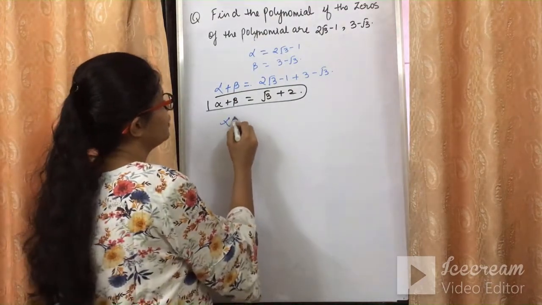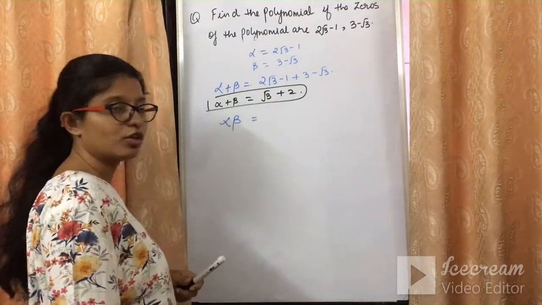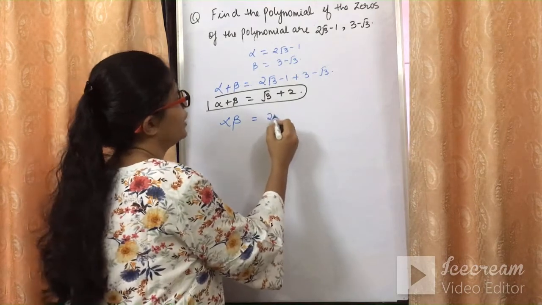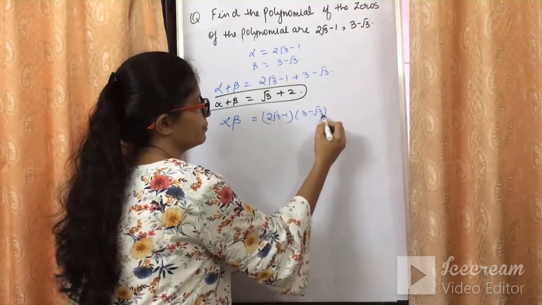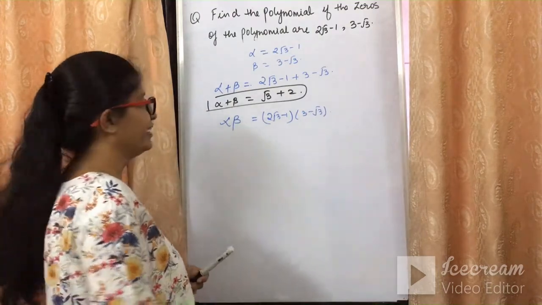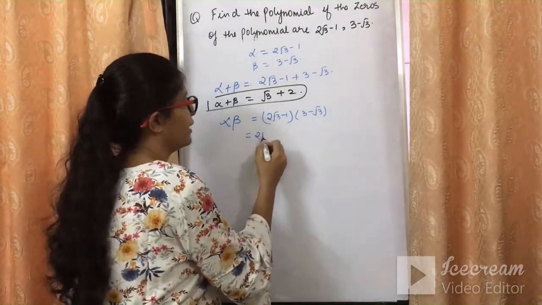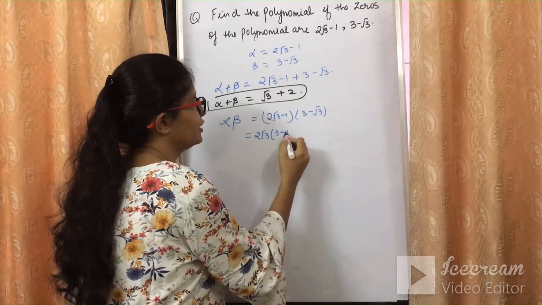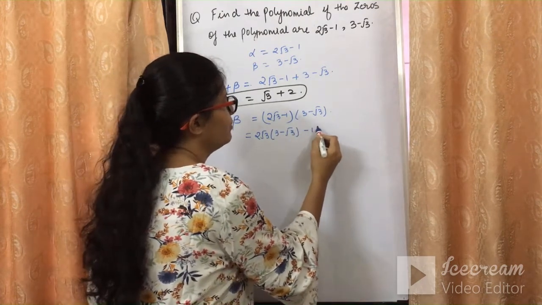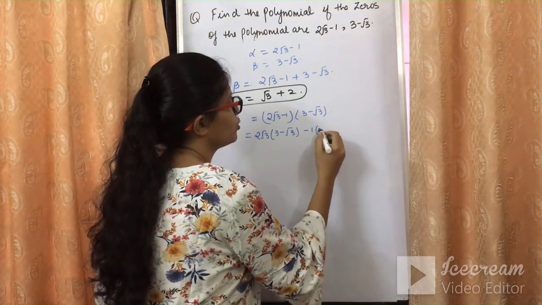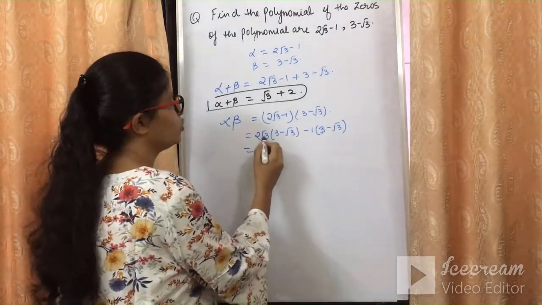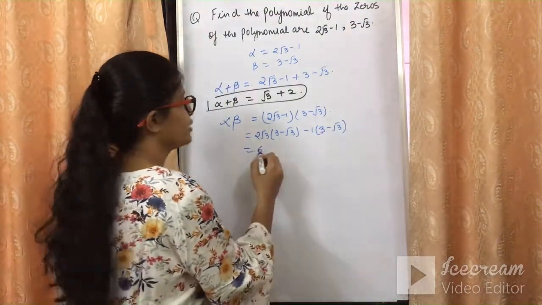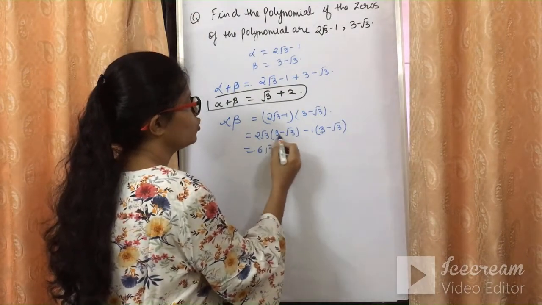In the similar fashion, we can take out the product of the zeros of the polynomial. So what will be the product? (2 root 3 minus 1) into (3 minus root 3). यहाँ पे कोई आइडेंटिटी नहीं लग रही है, so करना पड़ेगा: 2 root 3 multiplied by (3 minus root 3) minus 1 multiplied by (3 minus root 3). So let's open the bracket. 2 root 3 into 3 will give you 6 root 3, minus 2 root 3 into root 3.